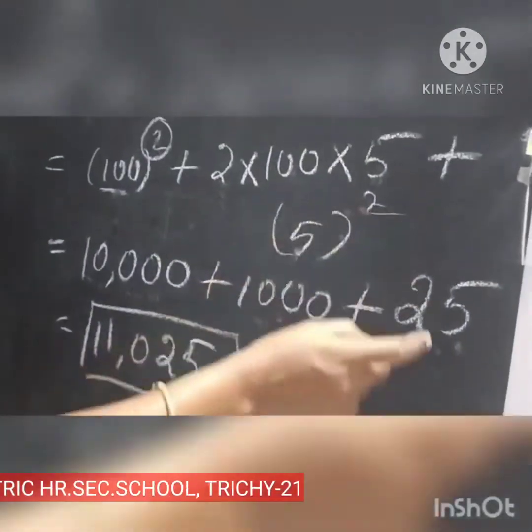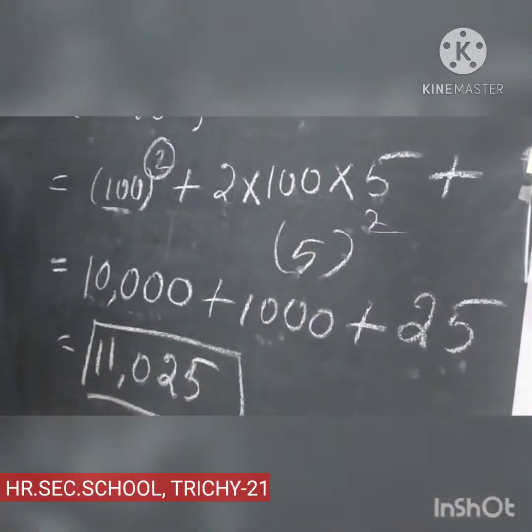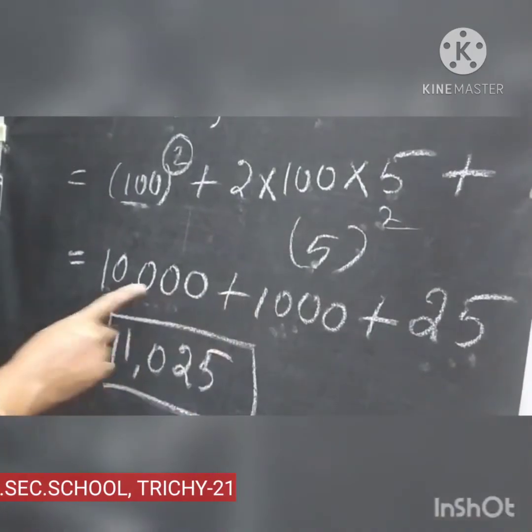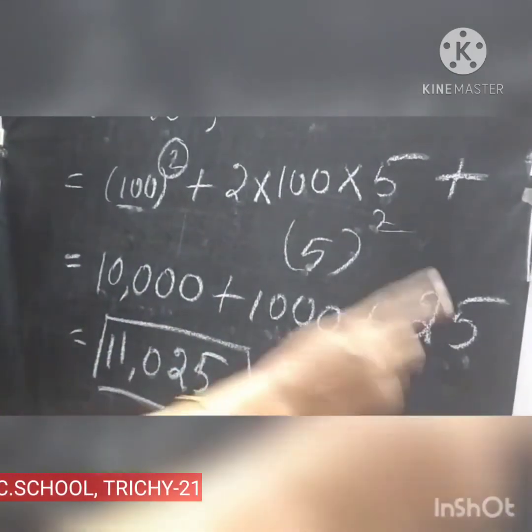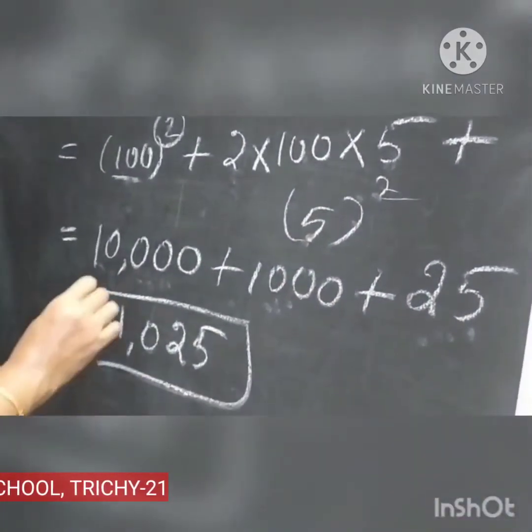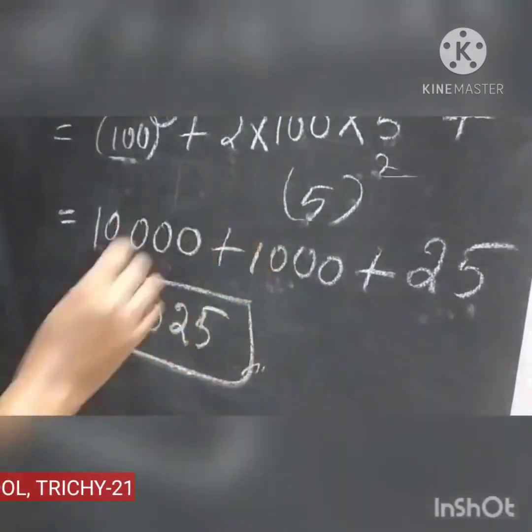So here 5 squared is 25. Now you can add everything: 10,000 plus 1000 is 11,000. So add the 25 also, 11,025. This is the final answer. Is it clear?